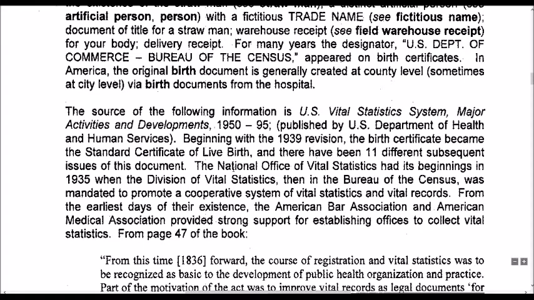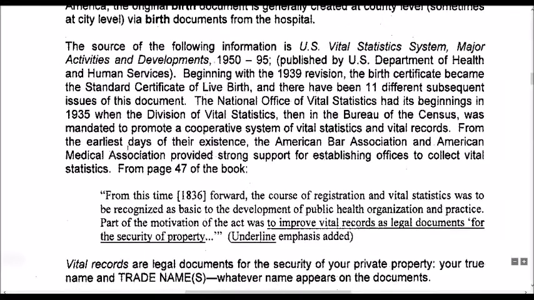The National Office of Vital Statistics had its beginnings in 1935 when the Division of Vital Statistics, then in the Bureau of the Census, was mandated to promote a cooperative system of vital statistics and vital records. From the earliest days of their existence, the American Bar Association and American Medical Association provided strong support for establishing offices to collect vital statistics.